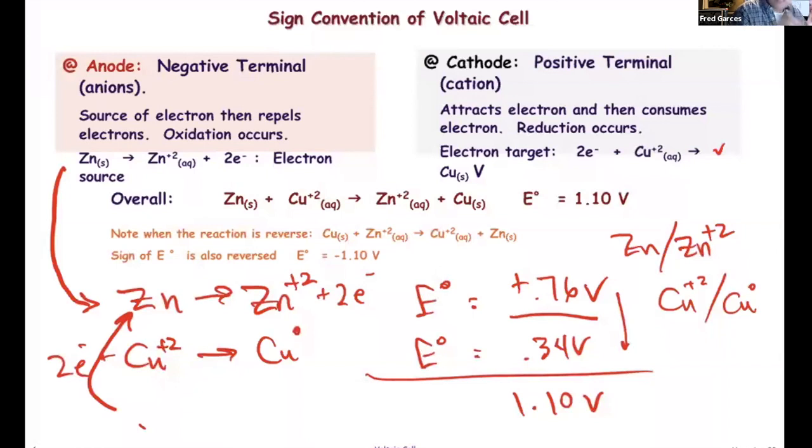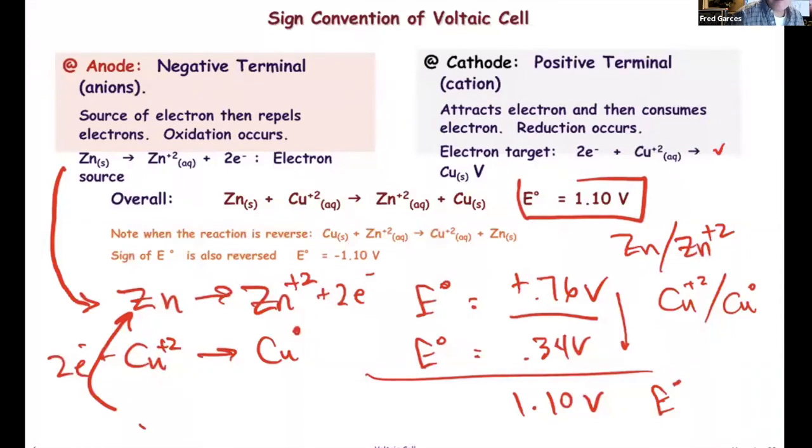Now, this is for standard state conditions. 1 molar solutions, 298, 1 atmosphere. If it's not standard state conditions, then we need to apply corrections, and we'll talk about that next time. But this is the potential for that reaction, and that's why you read 1.10. It's got to be standard state, however.